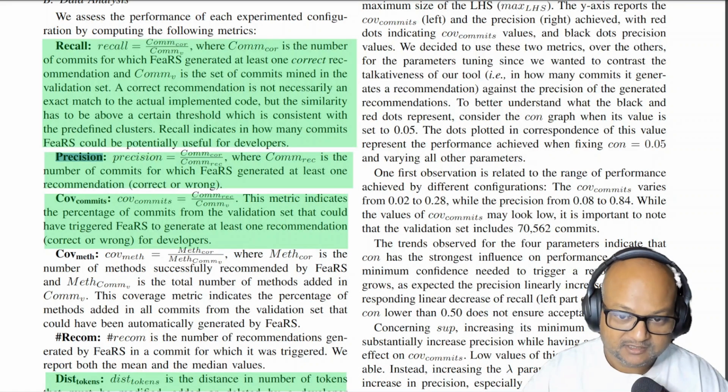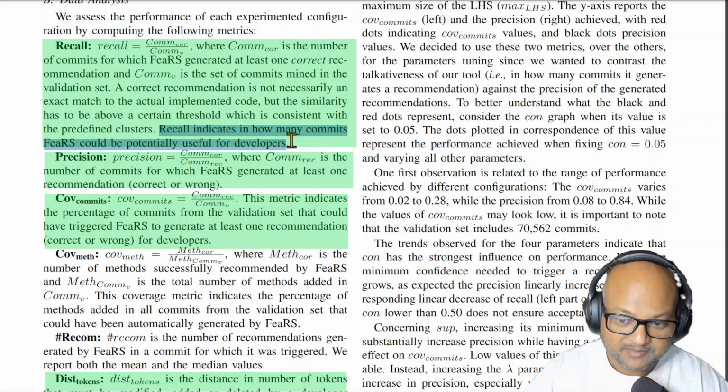For models like this, we usually look at metrics like recall and precision, where recall measures the number of commits for which the system generated at least one correct recommendation. Note that the correct recommendation does not have to be an exact match, but just close enough. This really is one of the key metrics to look at, because this tells you in what fraction of commits FEARS could be potentially useful. Precision is the fraction of commits that the system gets right. So it's the correct recommendations over the total number of recommendations.